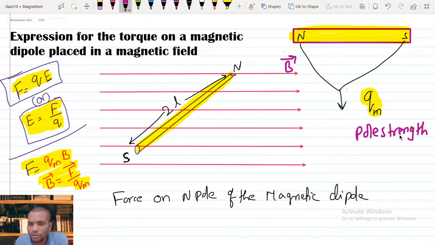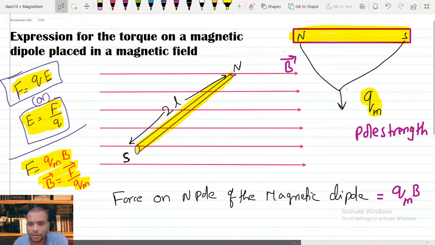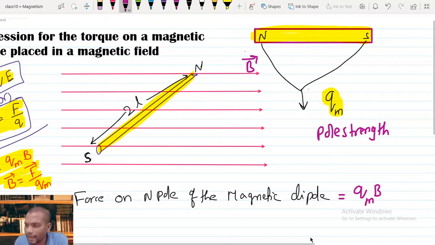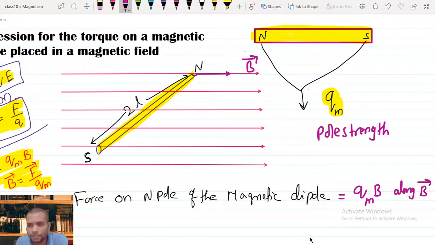So here the force on the north pole equals pole strength times magnetic field B. And what is the direction? In this case it is along this direction, which means along B bar. The magnetic field is acting along the B bar direction.